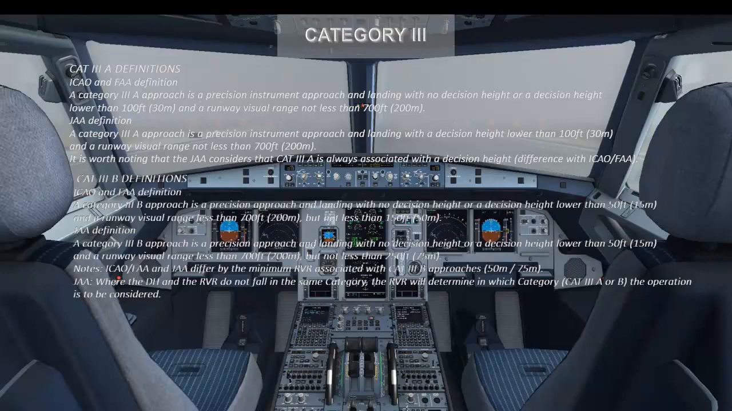A Category 3B approach is a precision approach and landing with no decision height or a decision height lower than 50 feet, 15 meters, and a runway visual range less than 700 feet, 200 meters, but not less than 250 feet, 75 meters. Notes: the FAA and AWO differ by the minimum RVR associated with Cat 3B approaches, 50 meters, 75 meters. In the AWO, where the DH and the RVR do not fall in the same category, the RVR will determine in which category, Cat 3A or B, the operation is to be considered.